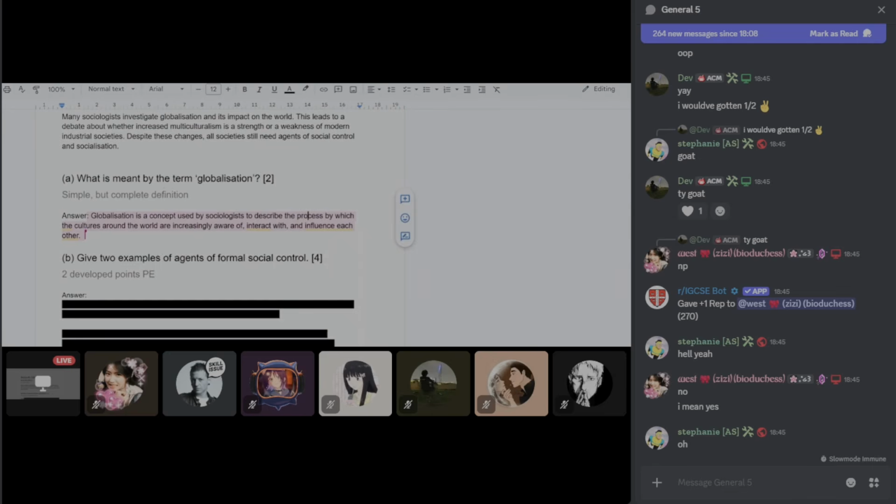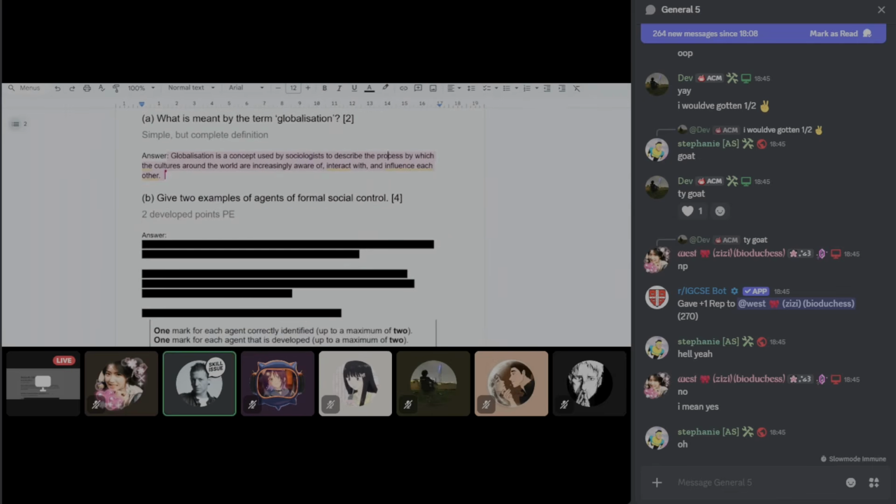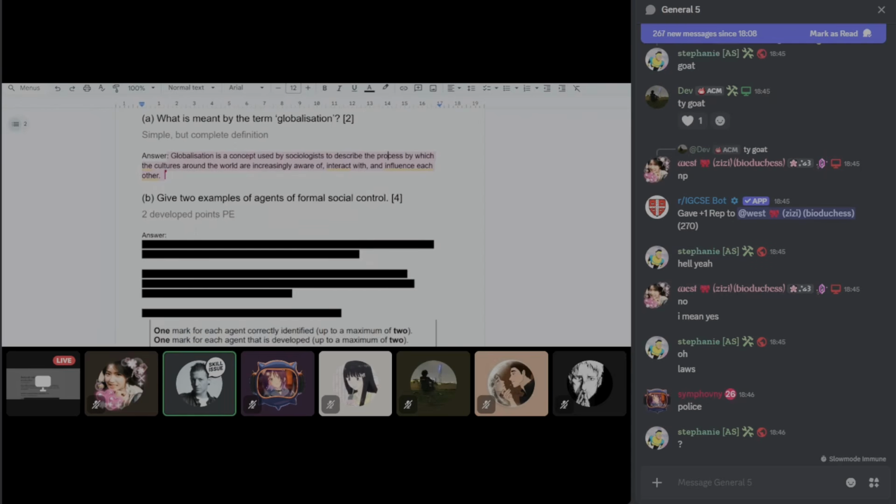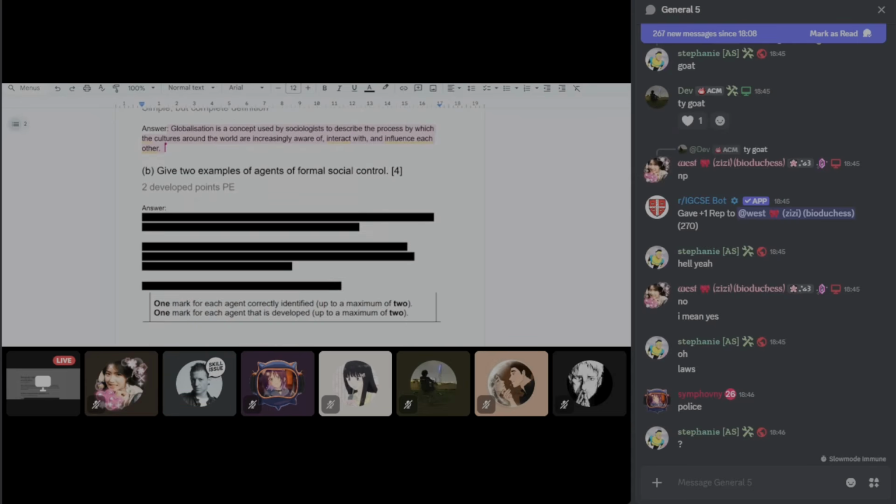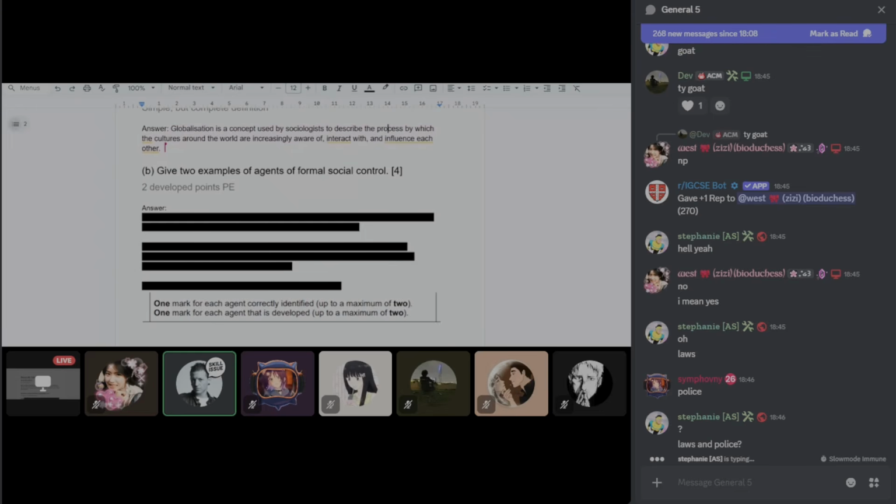The next question is for 4 marks. Give 2 examples of formal social control. So this is again from chapter 2. I'm just going to explain the format of this question so you have an understanding. You have to give 2 developed points, 1 mark for each agent that is correctly identified. If you simply write 2 agents, you will get 2 marks. But if you develop those agents and explain what they are and what they do, you will get a full 4 marks. So, can anybody tell me 2 examples of agents of formal social control?